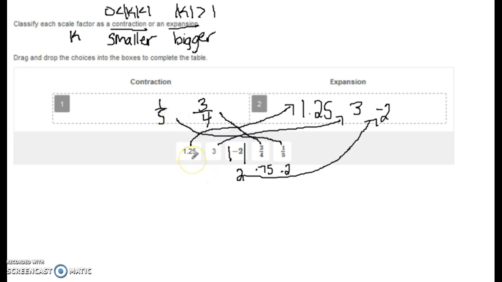Alright, don't assume just because it's a fraction that it's automatically a contraction, because sometimes you have the bigger number on top, right? If you saw 7/6, that's actually going to be an expansion because that's actually greater than 1. So make sure you actually check to see what the decimal is. Don't just assume that all fractions are going to be getting smaller.